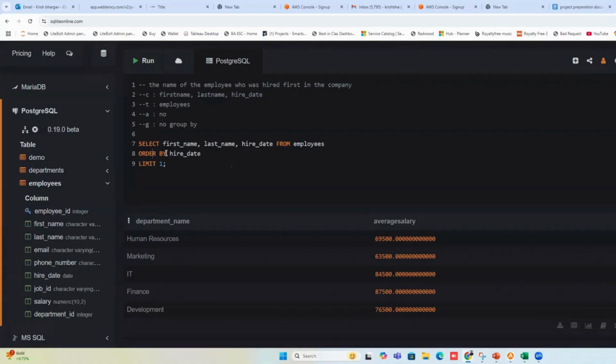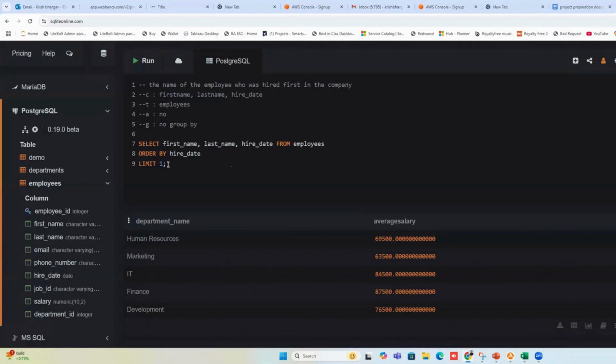So then I have to do an order by on hire date. Now, do I do a descending or an ascending order? Ascending. Why? Because the oldest date means it is the lesser date. So I want the lesser date on the top, the oldest date on the top. Correct? So I will order by ascending. And then I'm doing limit 1.